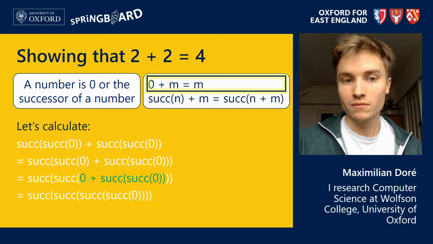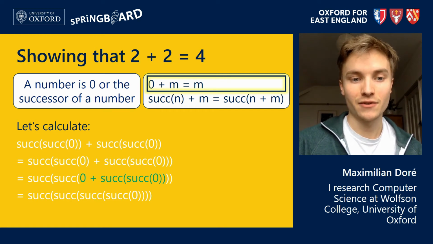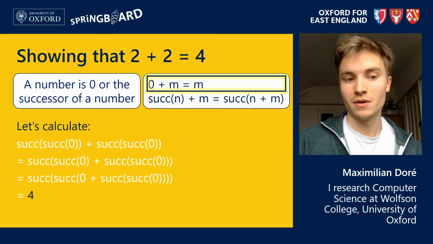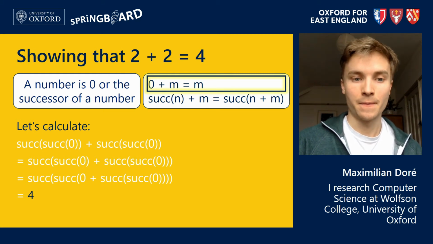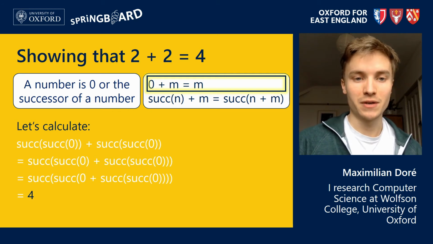So in total, 2 plus 2 will be equal to the successor of the successor of the successor of the successor of 0, which is just standing for 4. So this is a method that any computer can follow, and actually a computer can do that way faster than we can, because we're not that good at computations.